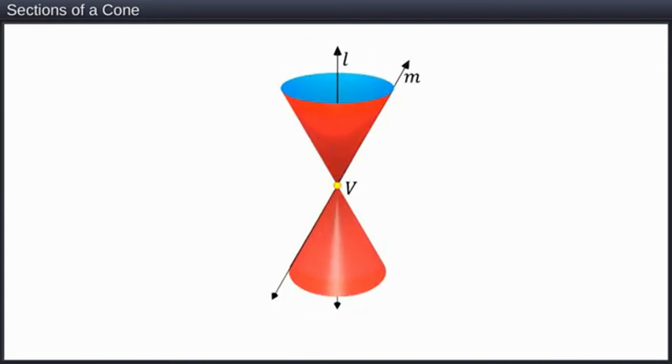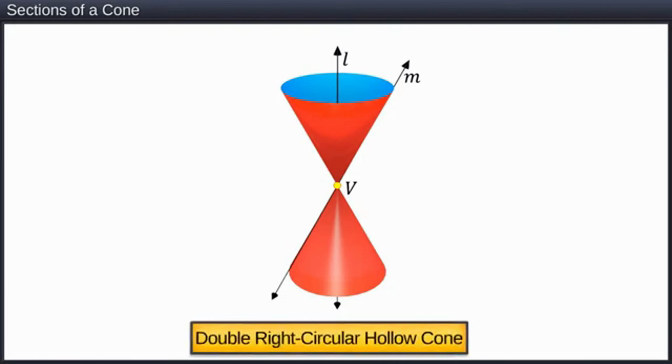Consider a fixed vertical line L. Now, consider another line M that intersects line L at a fixed point V. Let the angle at which line M is inclined to line L be alpha. If line M rotates about point V such that angle alpha remains constant, it generates a double cone as shown. Such a cone is called a double right circular hollow cone. In this module, we will refer to this solid figure simply as a cone.